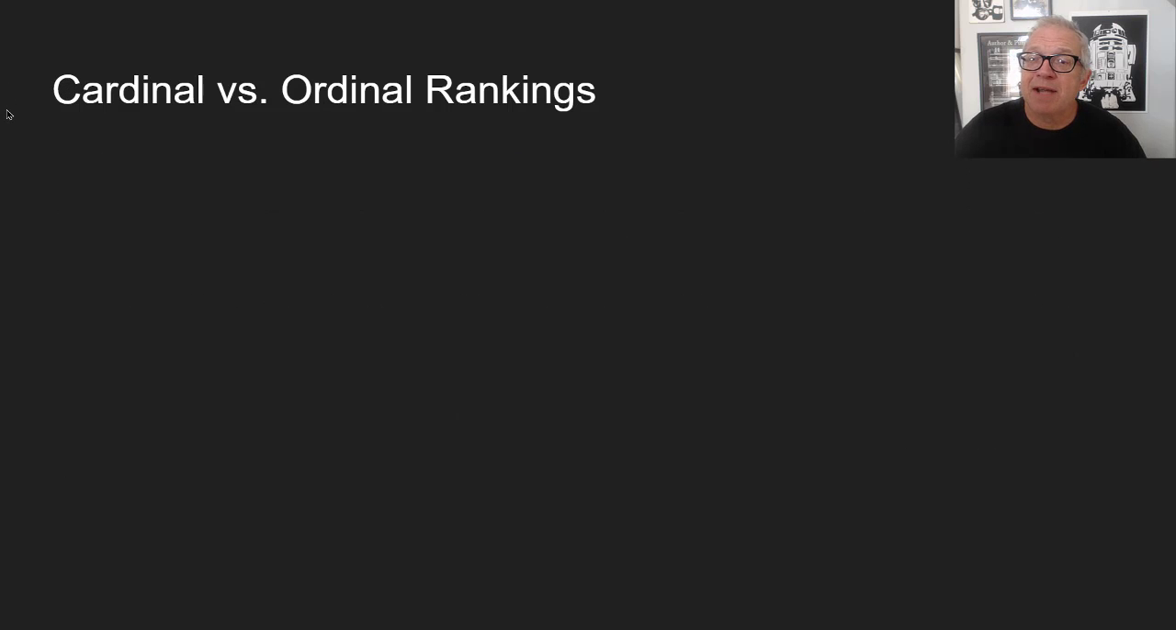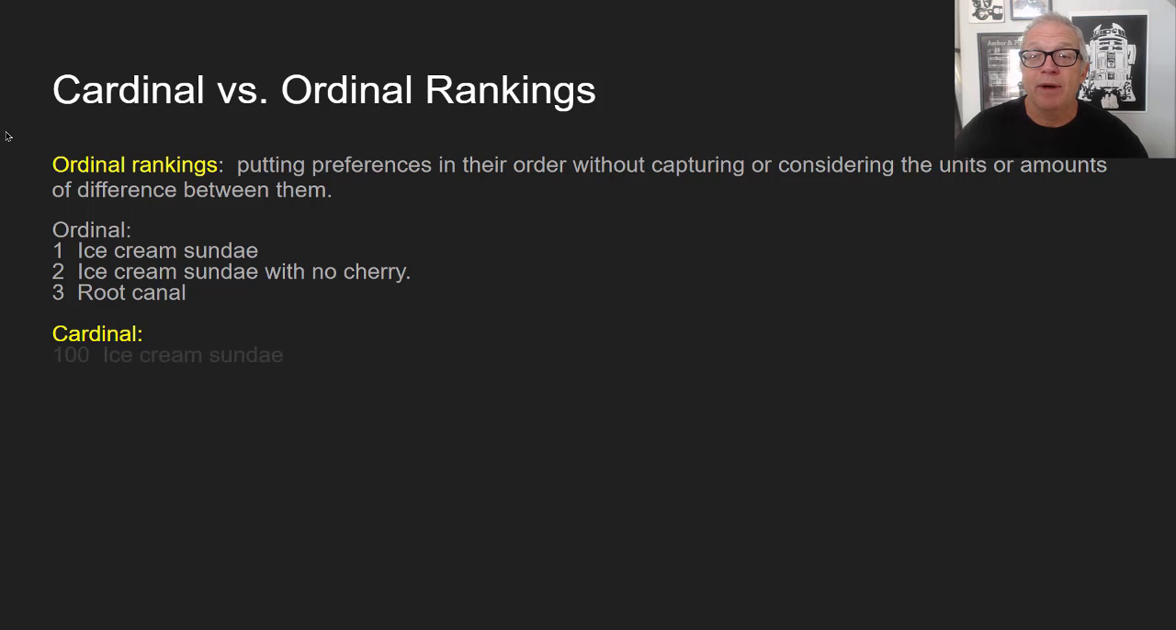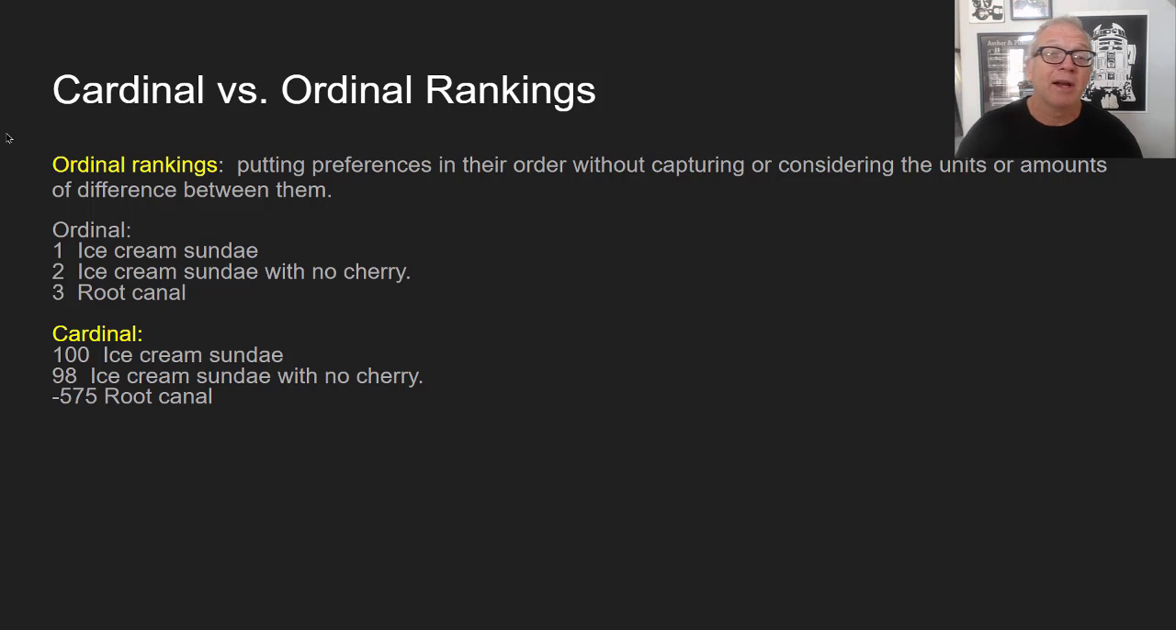And I gave you some examples of these in the first week, I think. For instance, an ordinal ranking of an ice cream sundae, an ice cream sundae with no cherry, and a root canal comes out to just be 1, 2, 3, which doesn't capture how much you hate root canals. But on a cardinal scale, you might say, well, an ice cream sundae is 100 good. An ice cream sundae with no cherry, that's almost as good, 98. But a root canal, that's awful, that's minus 575. So now I've preserved the order, but I've added in the range and the distance between them. And now I've got a way.